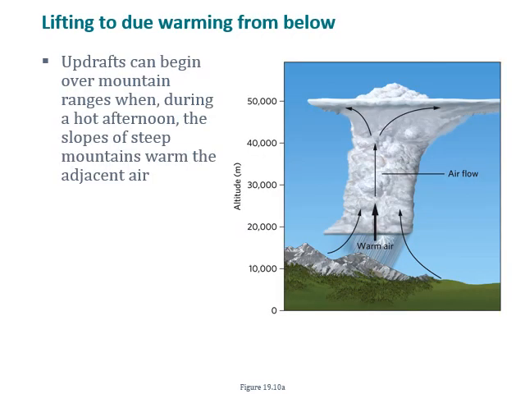The final lifting mechanism is due to warming from below. So updrafts can begin over mountain ranges when, during a hot afternoon, the slopes of steep mountains warm the adjacent air.